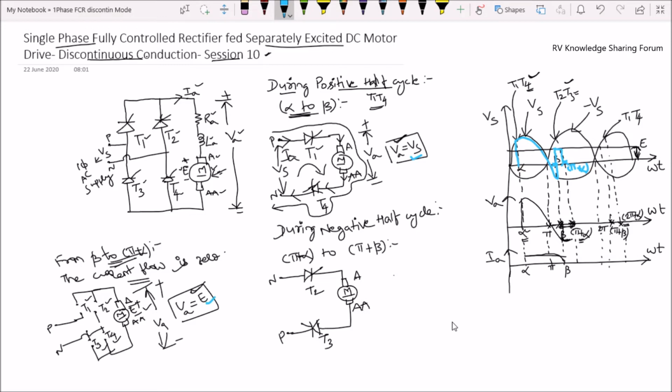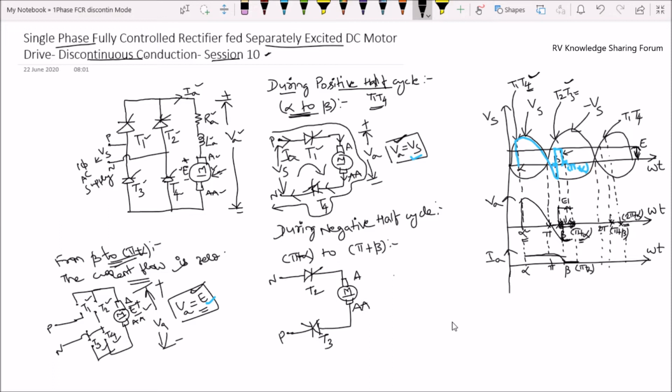Okay, so now let us try to draw that in the armature voltage. So this is our E. The value of E is this much, which we have considered here. So from beta to pi plus alpha, the armature voltage is equal to E, which we have drawn here. Whereas from beta to pi plus alpha, the current flow is 0. If we observe here, the current flow is 0.